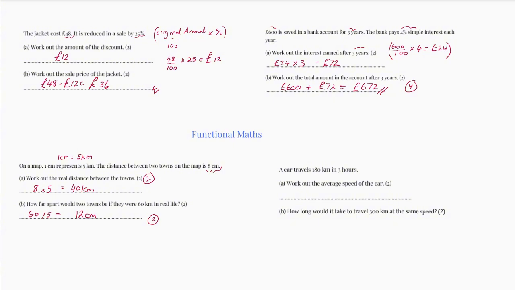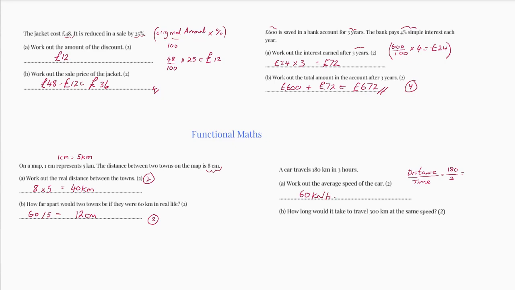Work out the average speed of the car. So to do that, we're going to do our little triangle that some people do, but we know it's distance divided by time. So we're going to plug all that in, and we've got our distance, which is 180. Our time is 3. So our answer is going to be 60 kilometres per hour.